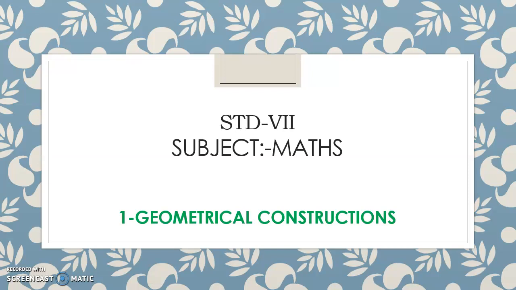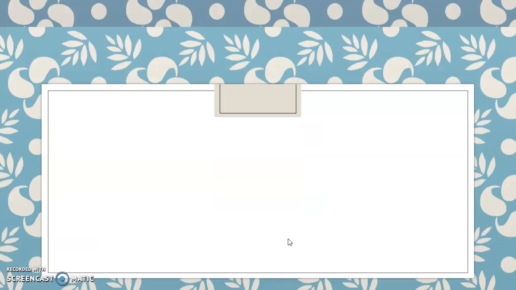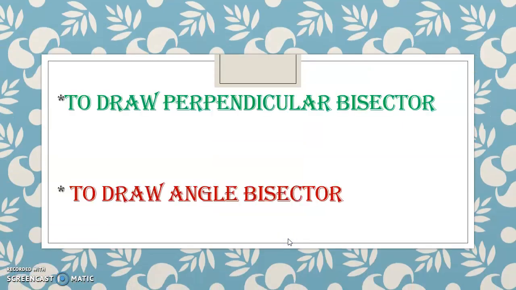Welcome to 7th standard. Today we are going to start maths. Our first lesson is geometrical constructions. In today's lecture, we are going to revise two topics which we have already learned last year. Those two topics are, first, to draw a perpendicular bisector, and second, to draw an angle bisector.